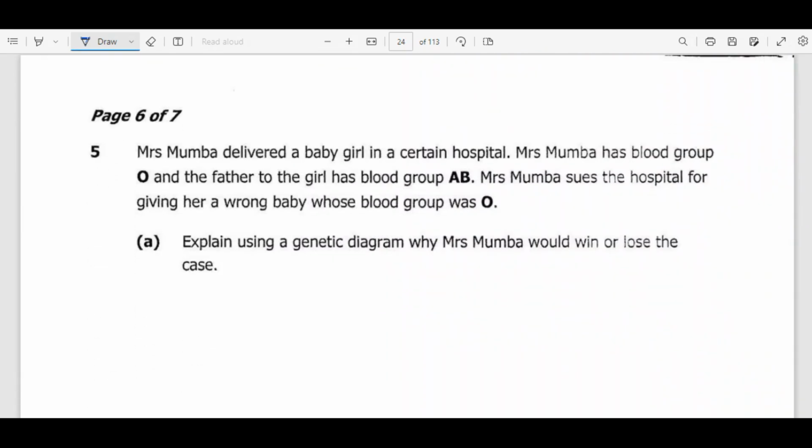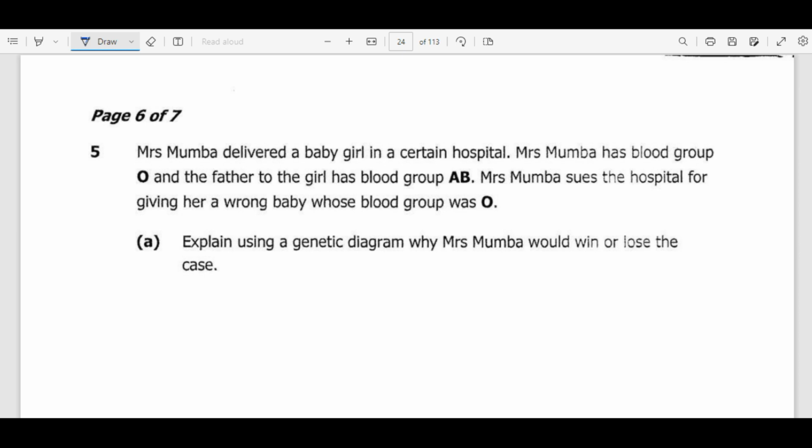Mrs. Mumba delivered a baby girl in a certain hospital. Mrs. Mumba has blood group O, and the father of the girl has blood group AB. Mrs. Mumba sues the hospital for giving her a wrong baby whose blood group was O. Explain using a genetic diagram why Mrs. Mumba would win or lose the case. So this case was serious. So they had to take the hospital to court.